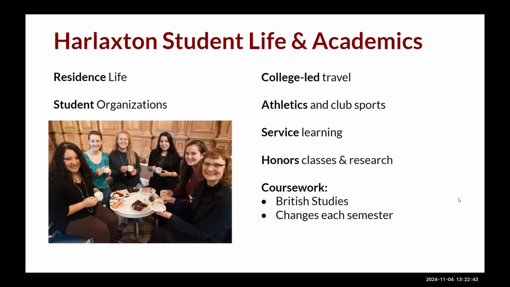The coursework is going to vary. There will always be some British studies that is taught by British faculty, but also we have faculty from around the US who go and teach abroad for a semester. And so depending on the faculty who's there teaching that semester is which courses are offered. And there are many different disciplines that are offered. So whatever your major is, you may be able to find some courses that work for you.